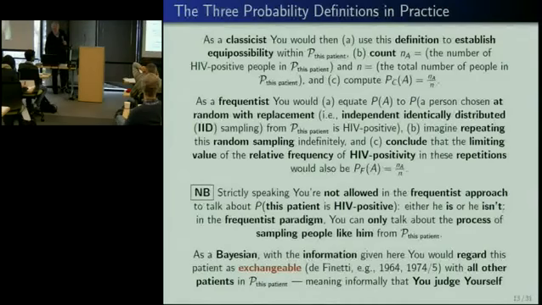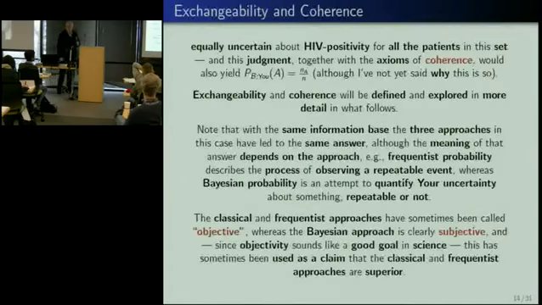It just means informally that you judge yourself equally uncertain about HIV positivity for all the patients in his recognizable subpopulation, and then it turns out that this judgment, together with the axioms of what, as I said before, De Finetti called coherence, would also yield the same number from the Bayesian point of view. So I'll talk more about exchangeability and coherence later on. The one thing to note is that you get the same answer with all 3 approaches to probability, but the other thing to note, though, is that the way you think about the meaning of the probability is utterly different in the 3 approaches.